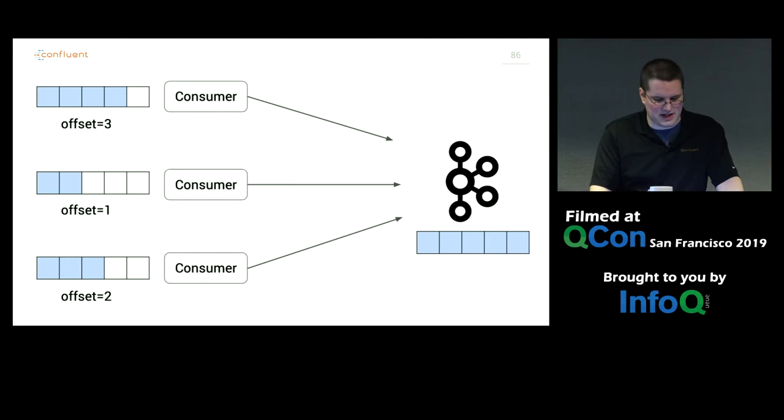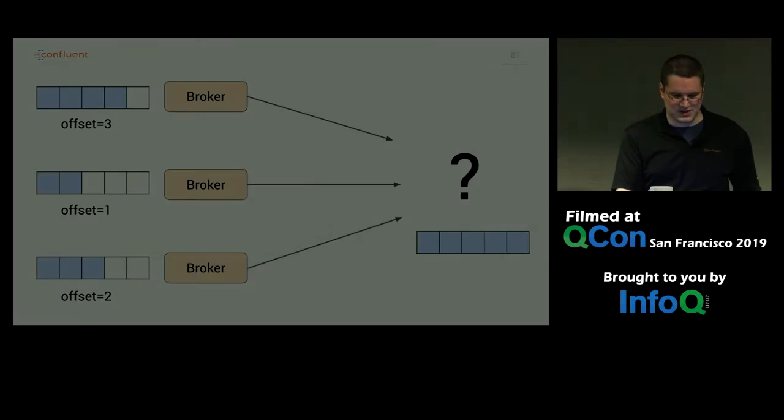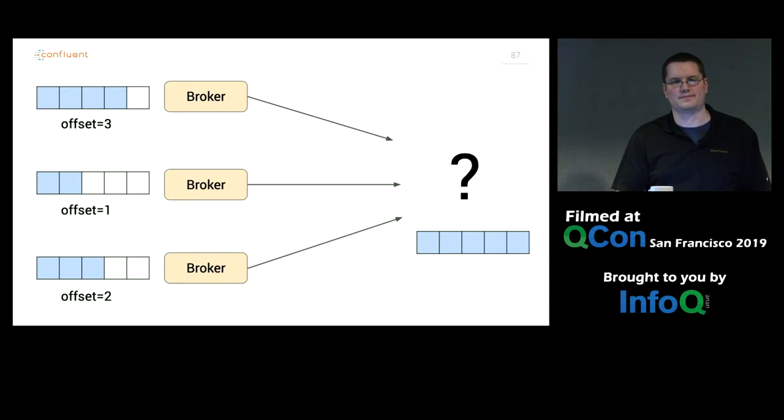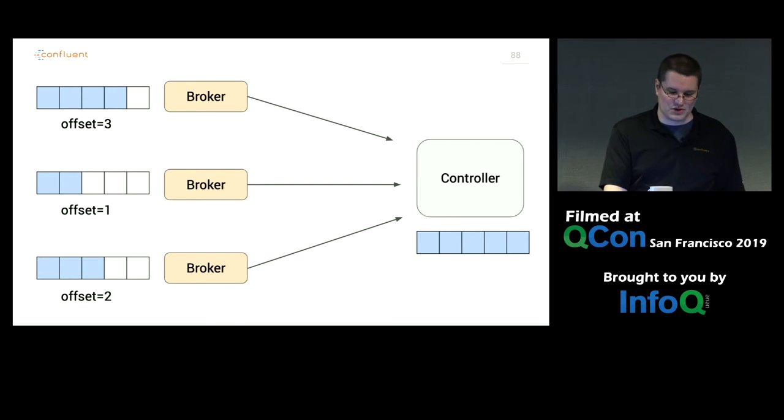So, traditionally, Kafka has these consumers, they consume at an offset, and they're consuming from the brokers. In this case, we're actually talking about the brokers that are consuming. But what are they consuming from, in this case? Well, it's the controller. So the controller will maintain this metadata log internally.